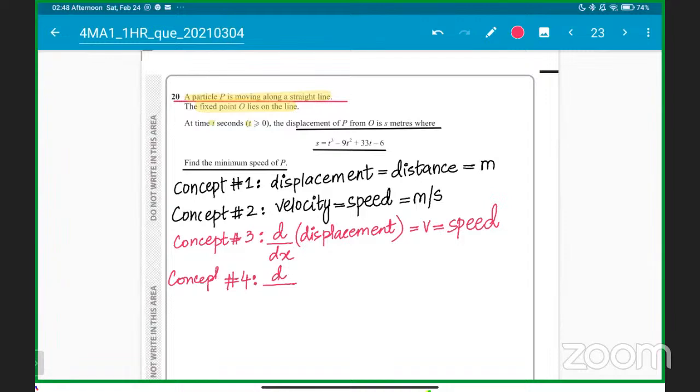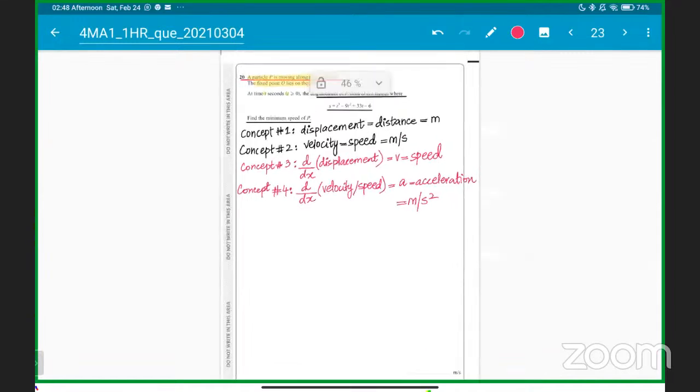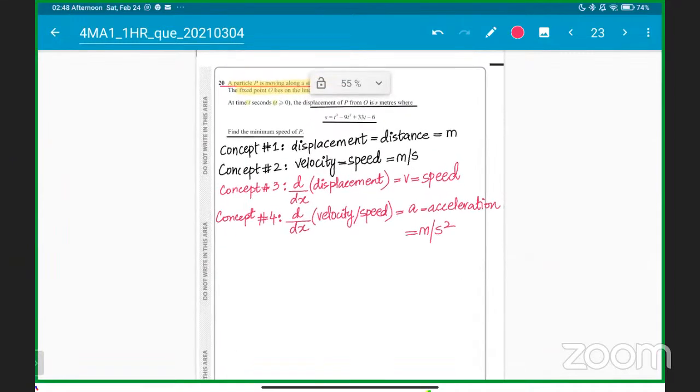Next, when you differentiate velocity or speed, you get a, which is called acceleration, like when you accelerate in a car. Acceleration stands for meters per second squared. It's a 5-mark question as well. These are the important things that you must know.